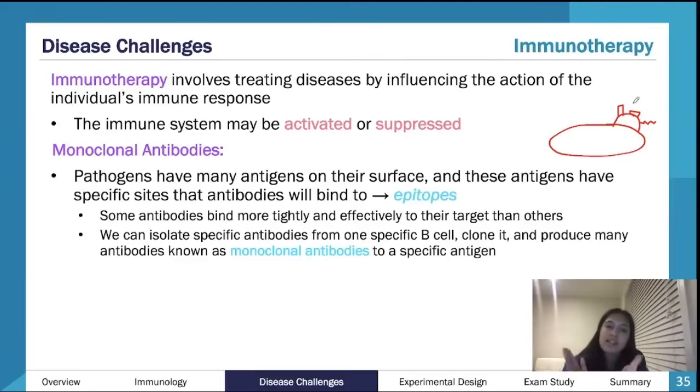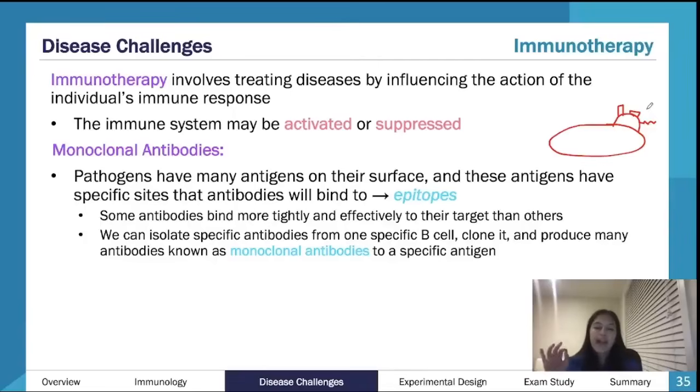So you can see that things can be specific for an antigen, but then they can be even more specific to certain epitopes on that antigen. So that's why you can have, for example, 3 different antibodies for one antigen. So that's the idea there. Some antibodies will be more effective for the epitopes than others.